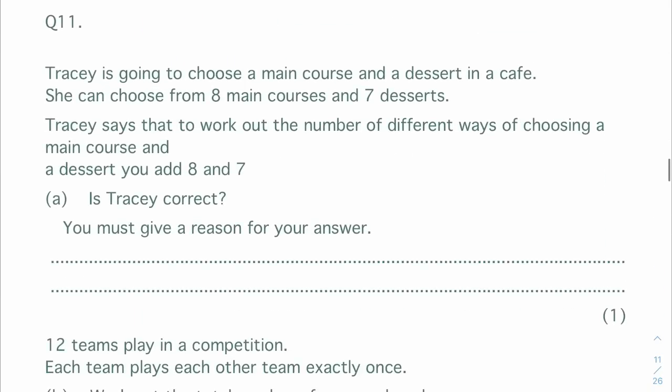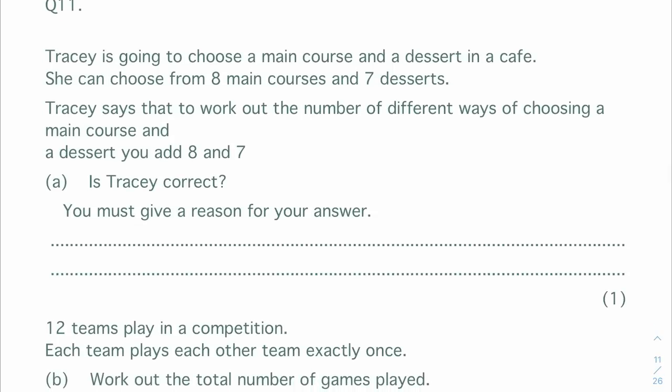Question 11 says Tracy is going to choose a main course and a dessert in a cafe. She can choose from 8 main courses and 7 desserts. Tracy says that to work out the number of different ways of choosing a main course and a dessert, you need to add 8 and 7. Is Tracy correct? You must give a reason for your answer.